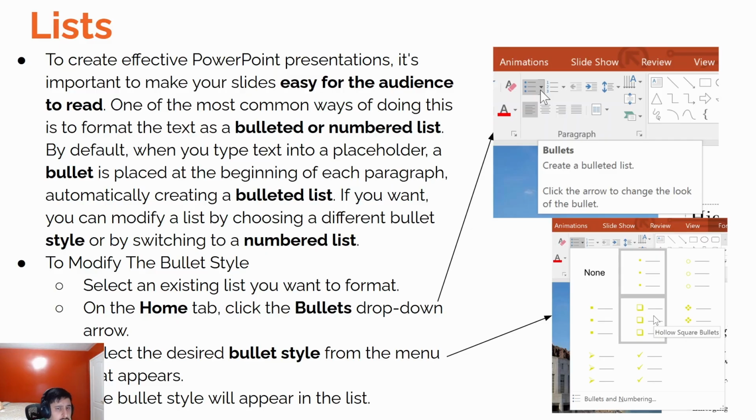By default, when we type text into a placeholder, a bullet is placed at the beginning of each paragraph, automatically creating a bulleted list. If you want, you can modify a list by choosing a different bullet style or by switching to a numbered list. Now, to modify the bullet style, we select an existing list we want to format. Then on the Home tab, we click the bullets drop-down arrow, select the desired bullet from the style menu that appears, and then a bullet style will appear in the list, right?